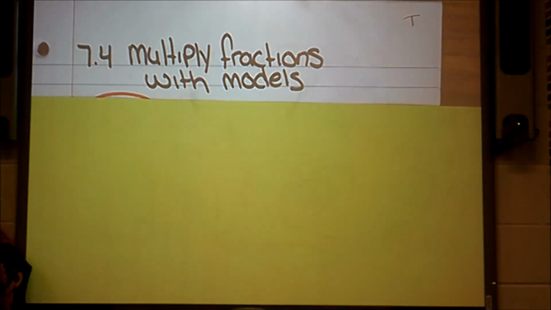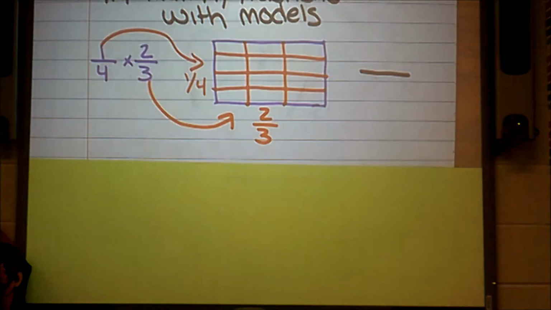Alright, boys and girls, today we are on section 7.4 and we're going to be multiplying fractions with models. Now when we do it, it's going to kind of look like an array. It might look like something you've done on a computer program before, like ST Math or 10 marks. So it shouldn't be that complicated. It looks different, but the concept behind it is still the same. We're still doing numerator times numerator, denominator times denominator, but we're using a picture and some coloring to help us understand where these numbers are coming from.